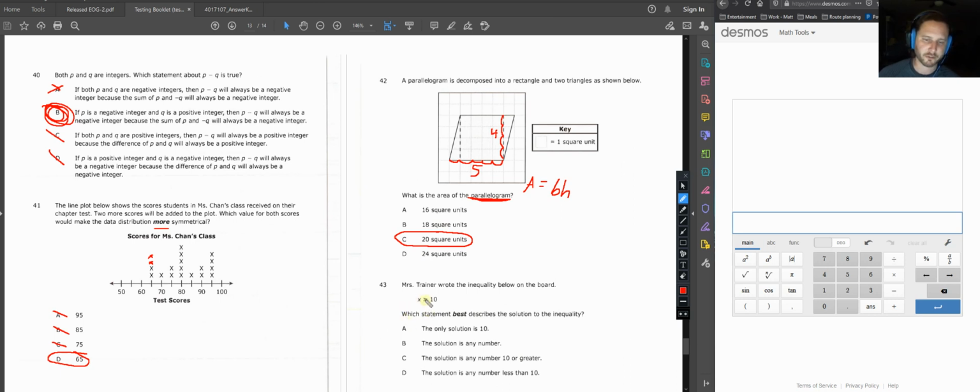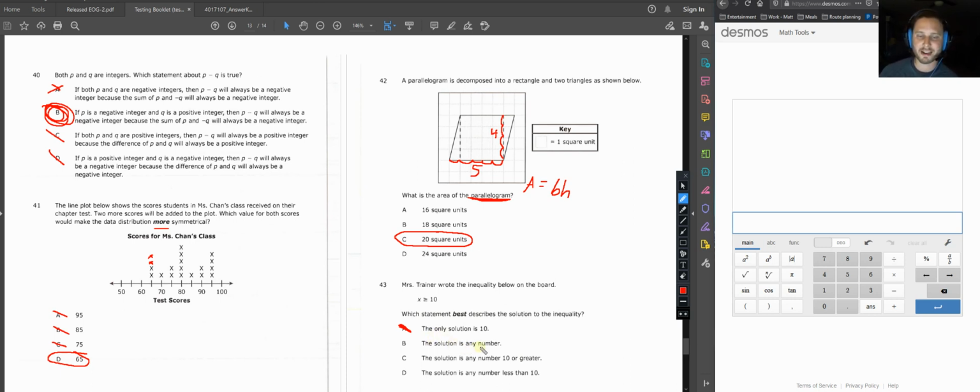It says x is greater than or equal to 10. What best describes the solution to the inequality? A says the only solution is 10. No, that is fundamentally not true. If 10 was the only answer, we would have used an equal sign, not an inequality.